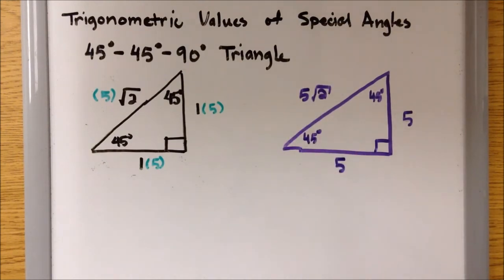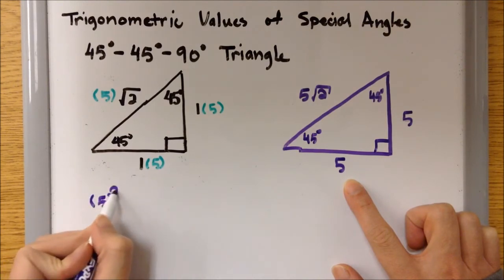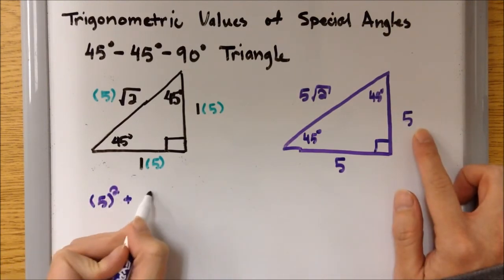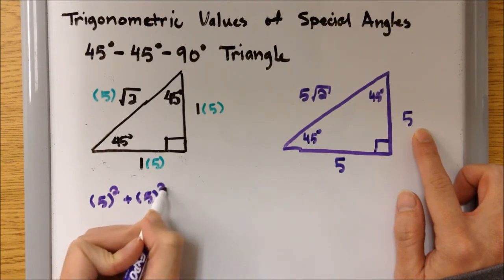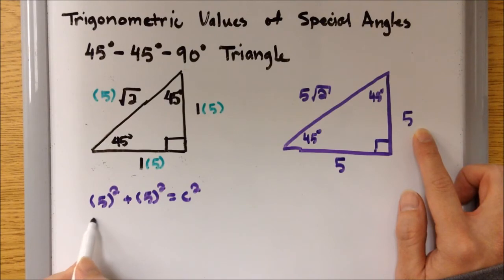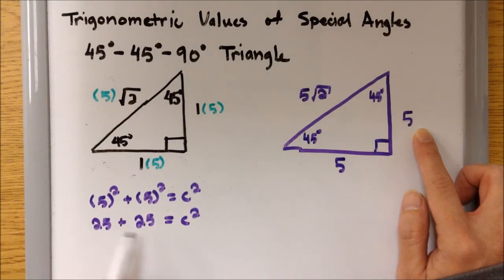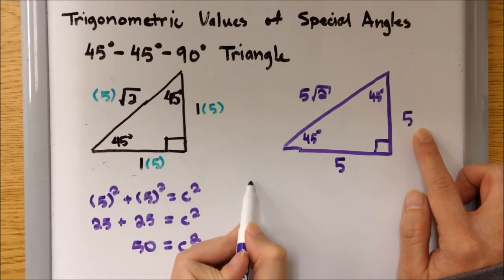So again, Pythagorean theorem, I'll use the first 5. So 5 squared, plus the second 5 squared equals c squared. 5 squared is 25. Another 5 squared is also 25. Bring down c squared. And then 25 plus 25 will be 50, equals c squared. Bring it over here for more room.